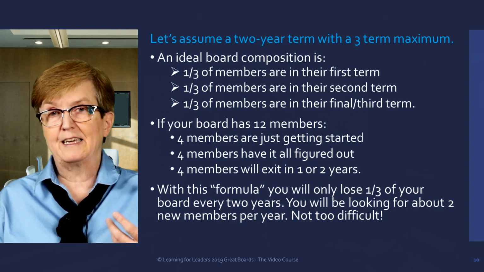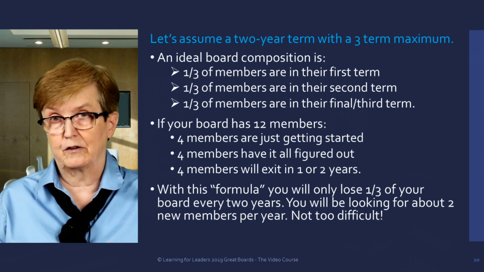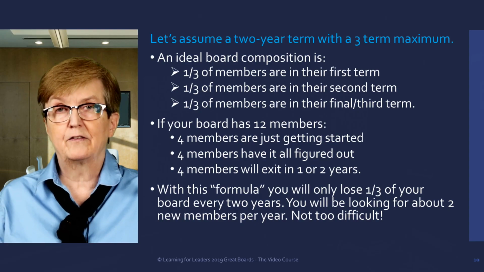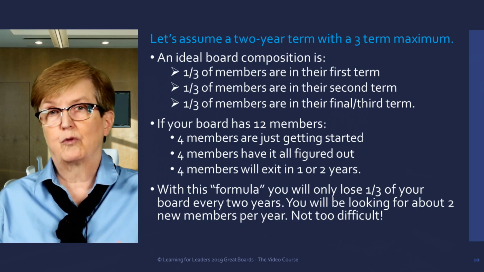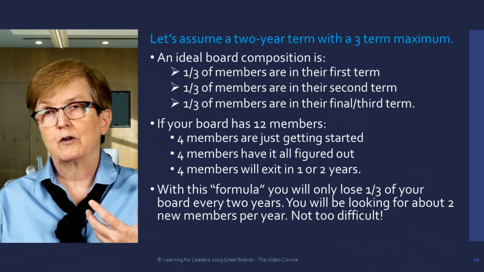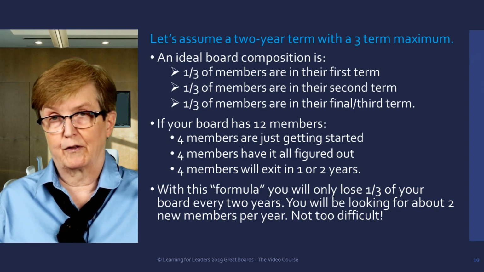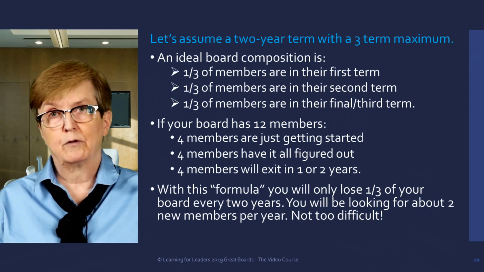So what you can see here is that you're only going to lose 1/3 of your board based on a 2-year term. You're only going to lose 1/3 of your board every other year. So this is a pretty orderly kind of thing. So if you have, for example, 12 board members, you're only going to lose 1/3 of your board, 4 people, and you're going to lose half of those in any given year. So it's pretty reasonable turnover.